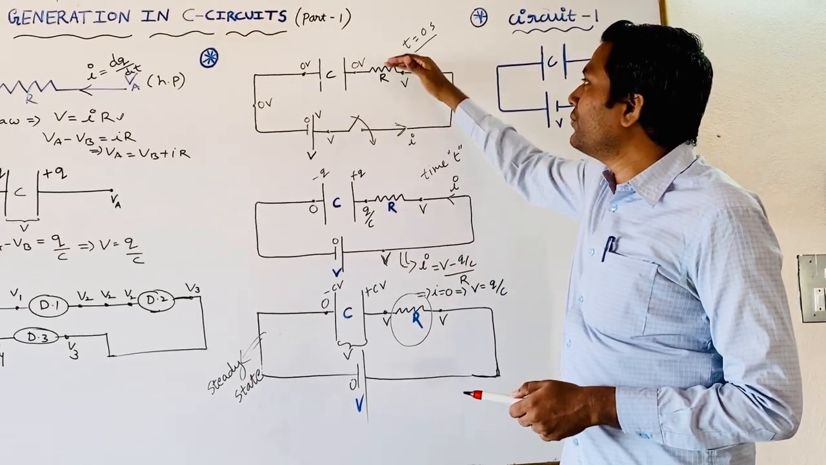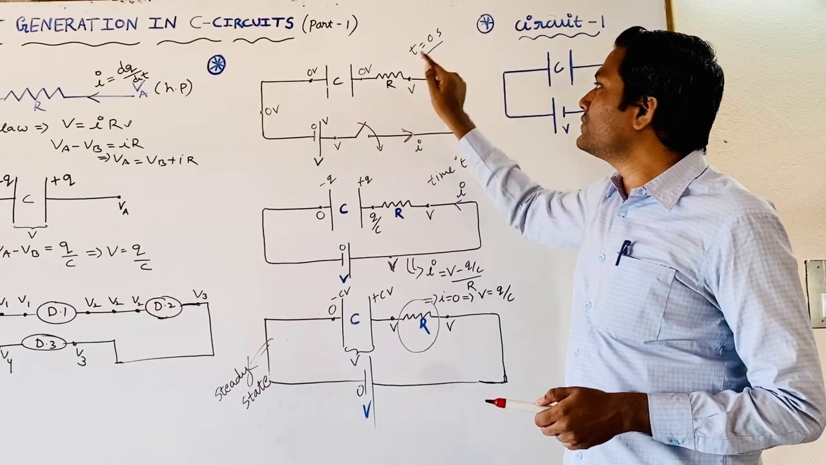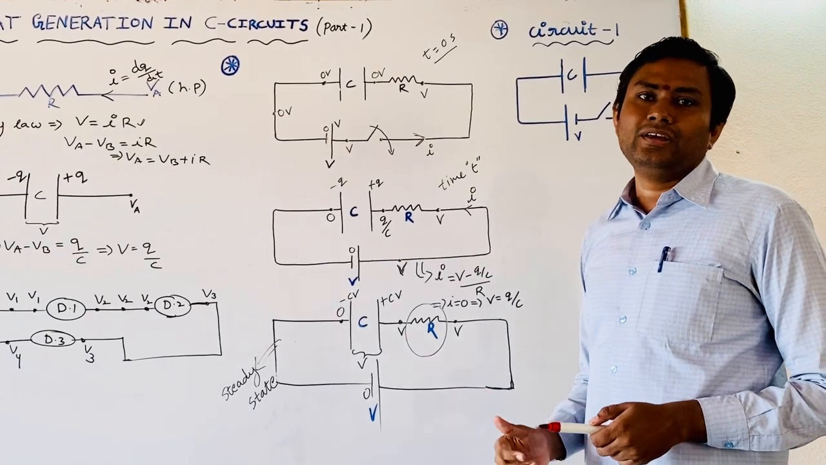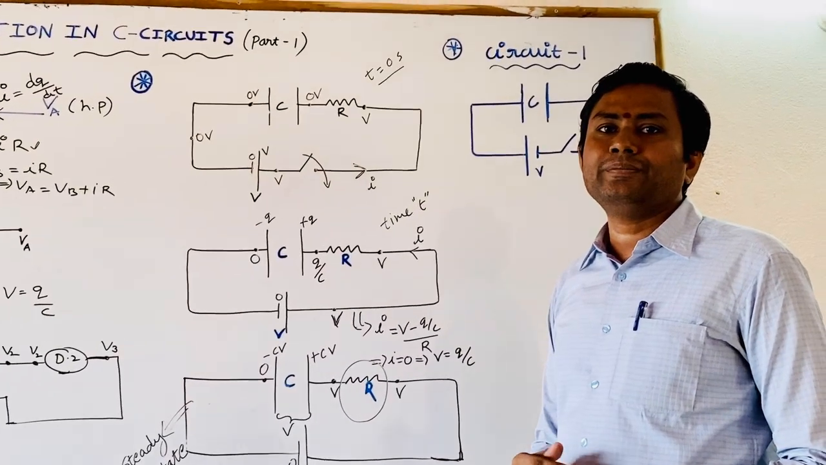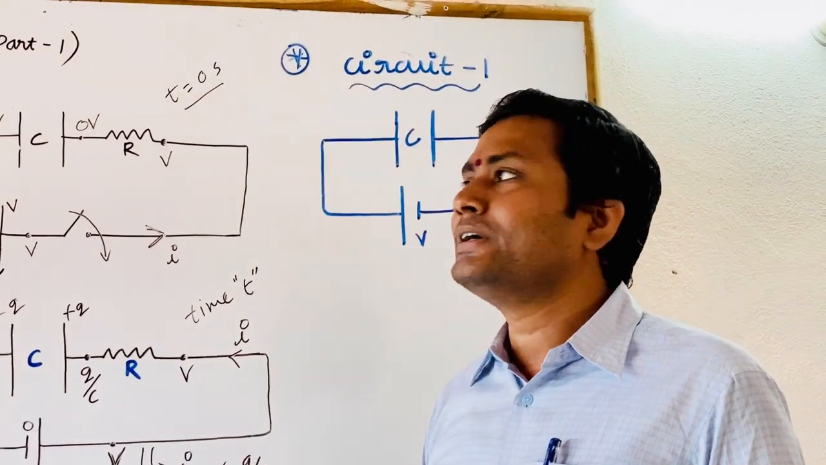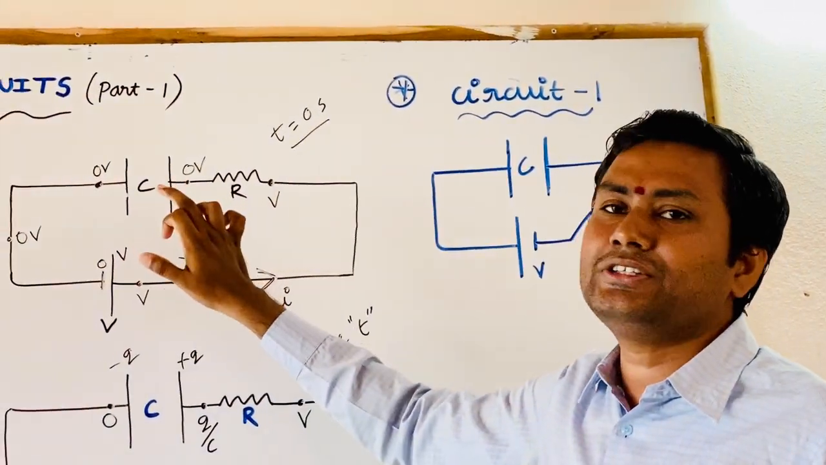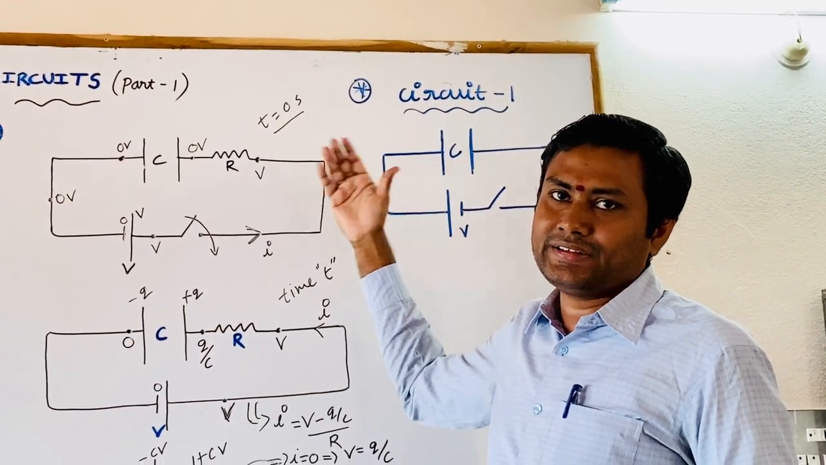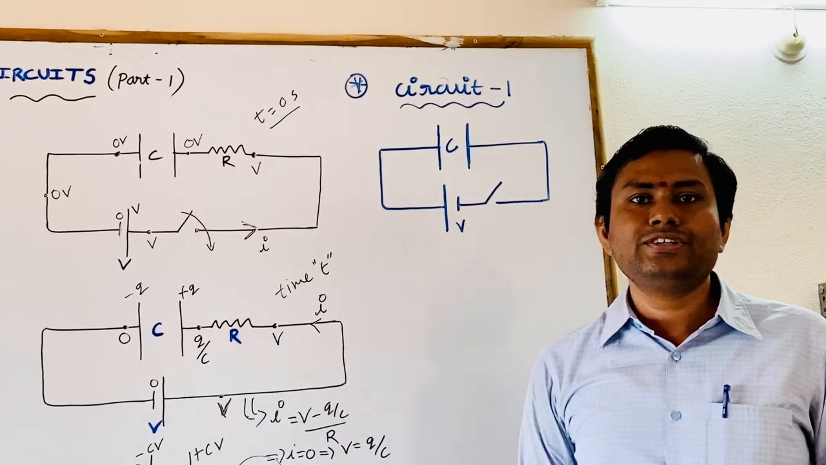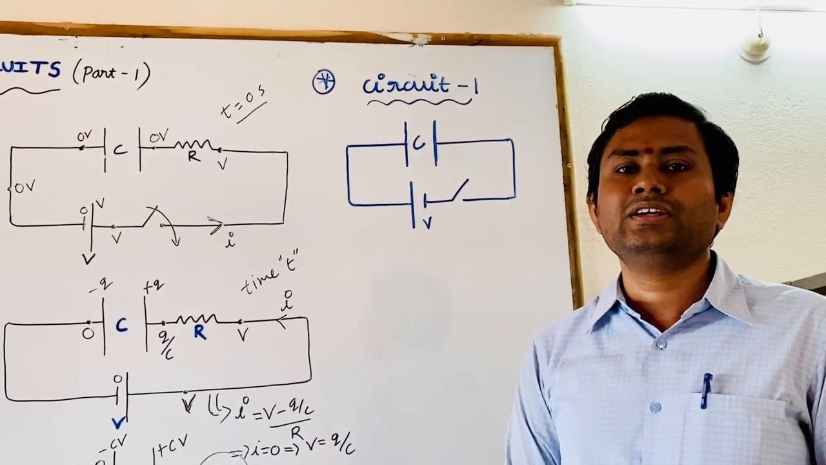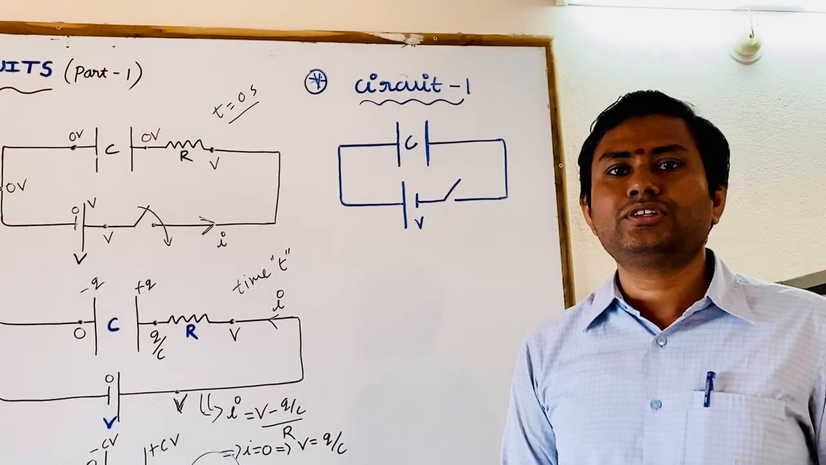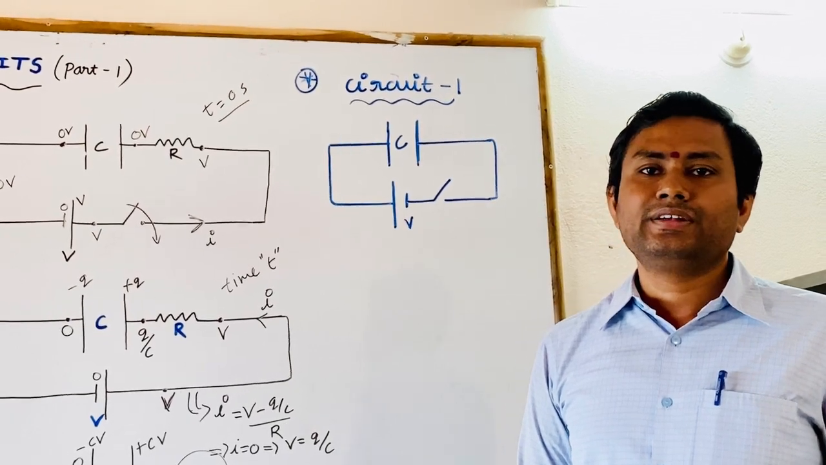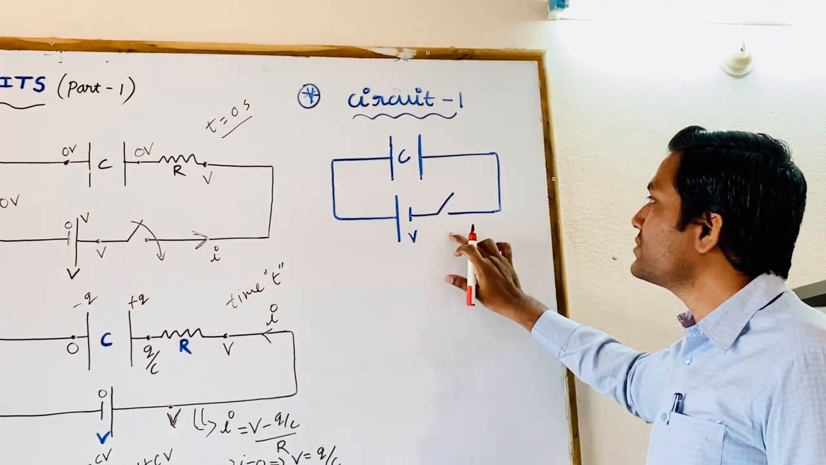Why? From here to here, charge is flowing through the circuit. That's why some part of the energy given by the battery is turned into what type of energy? Potential energy. That is, some part of the energy is turned into potential energy of the capacitor and the remaining part is turned into heat energy due to the resistor. Now let us try to calculate how much heat energy is generated in the circuit when the circuit reaches what state? Steady state.